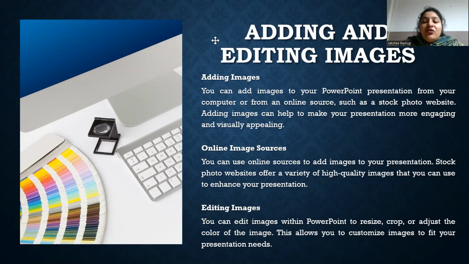Adjust brightness and contrast: use the Adjust group to fine-tune the image. Add captions and borders: use the text and format groups to add context and visual appeal. Save changes: click Save to apply your edits.